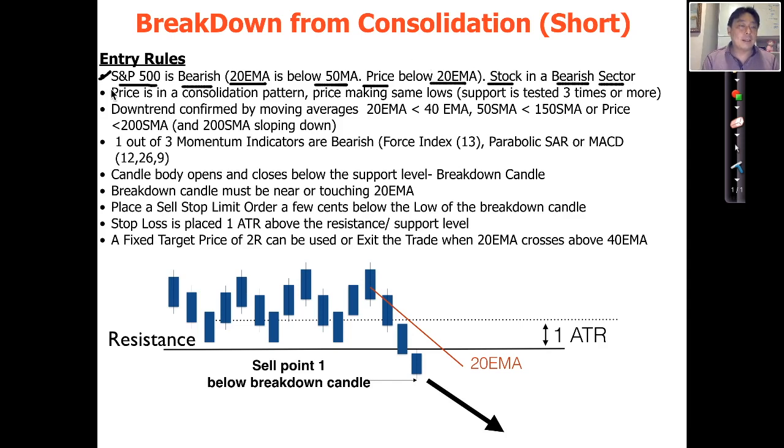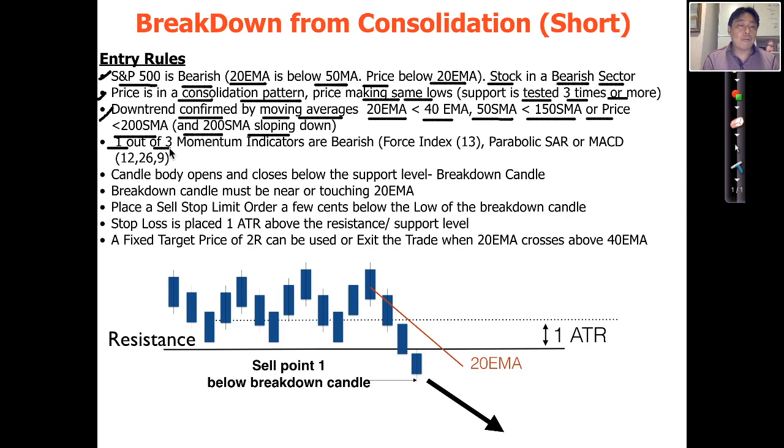Next, ensure that the stock you're trading is in a consolidation pattern, making same lows. In this case, you want it to make same lows, same lows, same lows, strong support tested at least 3 times or more. Next, ensure that the stock is on a confirmed downtrend based on moving averages. So 20 EMA below 40 EMA, 50 moving average below 150 moving average, or the price is below the 200 moving average and the 200 moving average is sloping down. So this ensures that the stocks are on a short-term and medium-term biased downtrend and in the short-term consolidation.